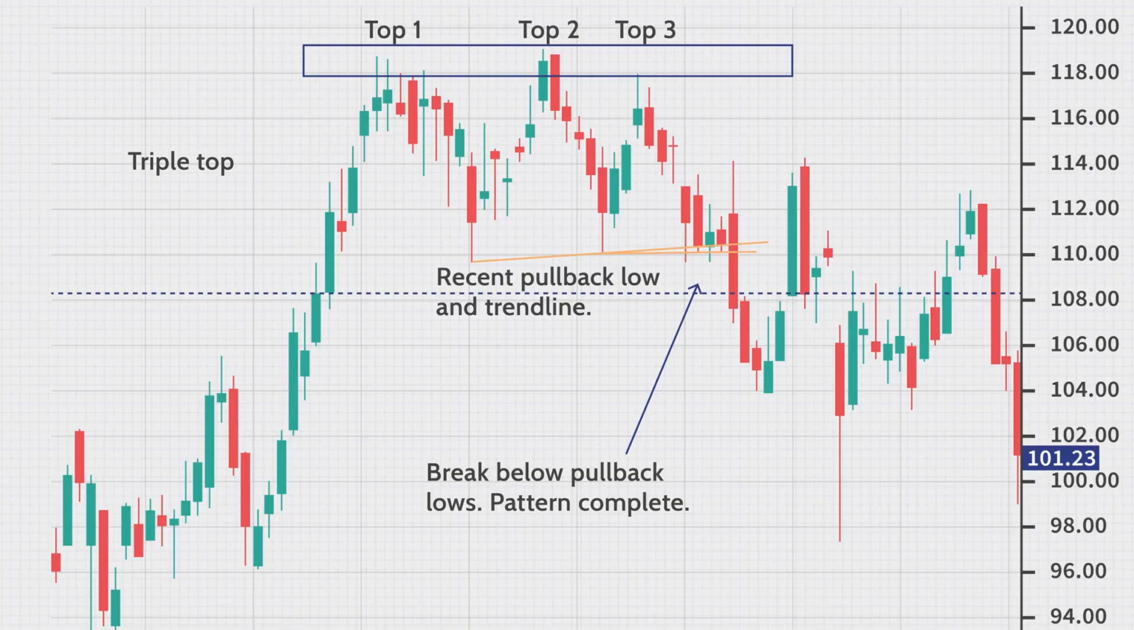The triple top pattern suggests that the uptrend is losing momentum and sellers are gaining control. Once the neckline is broken, it's a signal that the price might continue to fall.